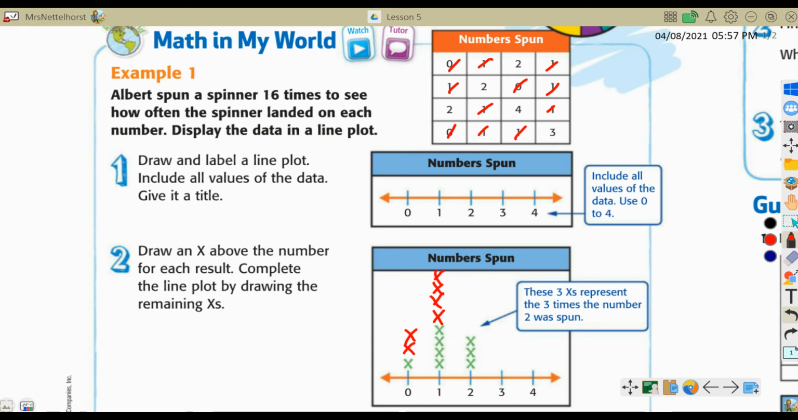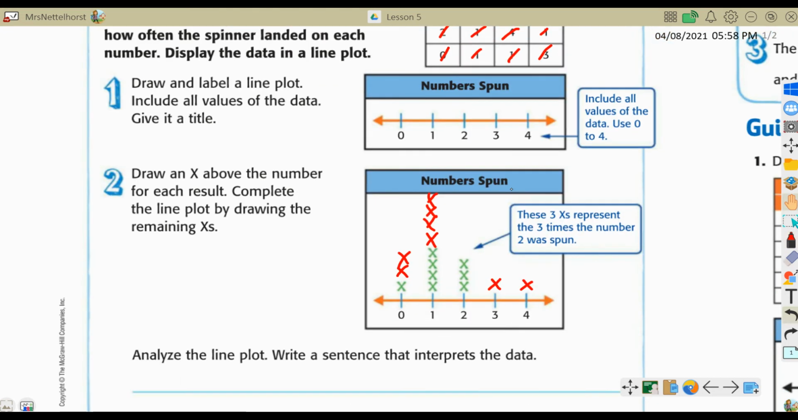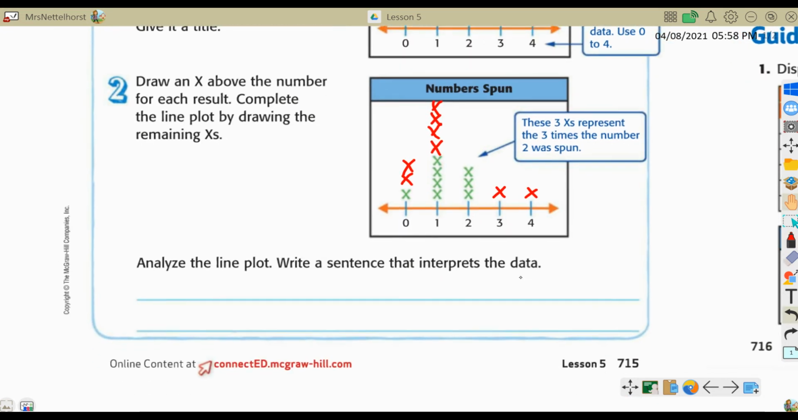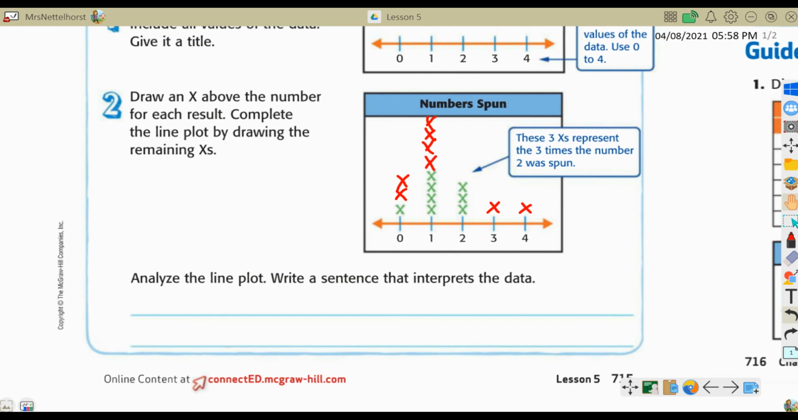Okay, and then how many 2's? I have 3 2's. There's already 3 2's. There's 1, 3, and there's 1, 4. Okay, so now I've completed the line plot. So now we're going to analyze the line plot. We need to write a sentence that interprets the data. So we just need to pick one fact about the line plot for this.